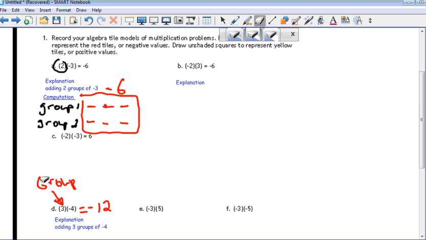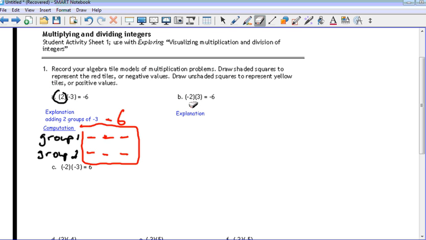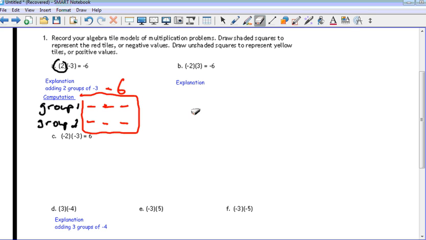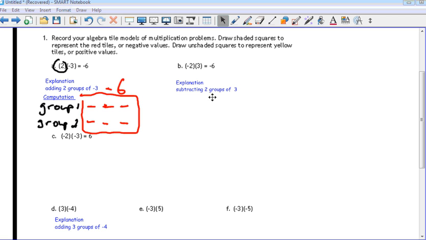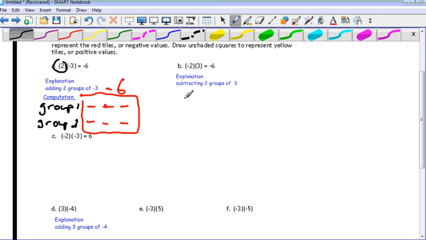So let's go on right now to problem number B. And I have negative 2 times 3. So here's what we're going to write down for our explanation. We're subtracting 2 groups of 3. Because this is a negative 2, I'm going to know I'm subtracting. And how many groups do I have? I have 2 groups.